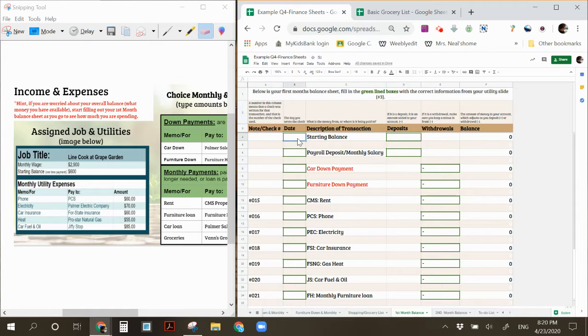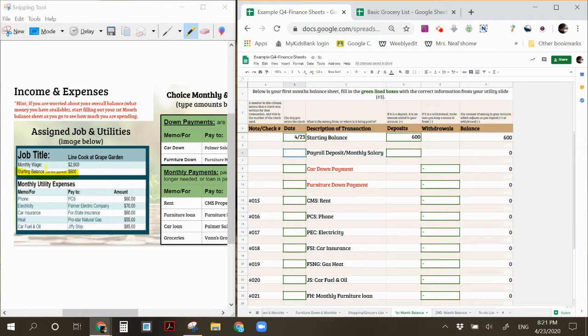So the date, I'm going to just start off today as the day I'm putting this in. So on 4/23, I don't need to put the year right now, we got our starting balance. And remember, we only get the starting balance once. So I'm going to come over here, look for my starting balance, and it is a deposit that went into my account. So I'm going to type that it's $600. And when I click off the box, it will factor in my balance as a positive $600.